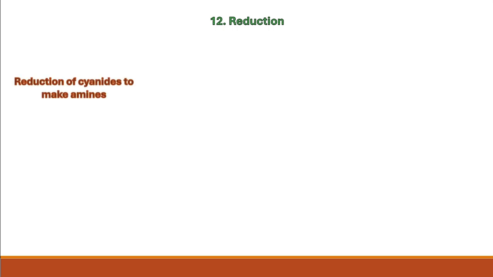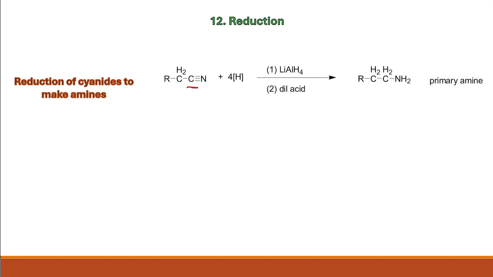Reduction. There are several reduction reactions that you need to know. You don't need to know the mechanism of these reactions, but you need to know the reagents and conditions. The first one is reduction of cyanides to make amines. So we have the cyanides reduced by lithium aluminum hydride, which is a reducing agent. The reaction takes place in two steps. The first step uses lithium aluminum hydride, and the second step is the addition of dilute acid. This is why we write it as 1 and 2, because it's two steps.